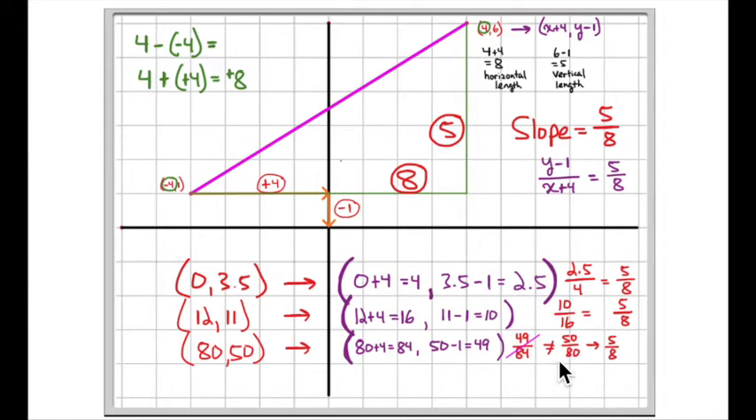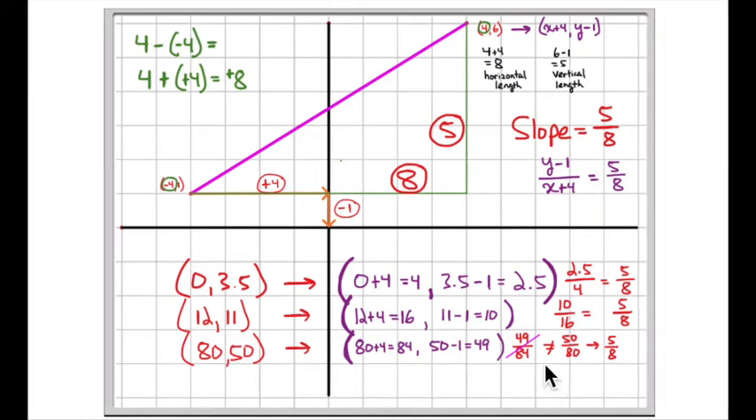Now, one way you could do this and prove it for sure is just divide this and write down the decimal values. 49 divided by 84 and 50 divided by 80. We're actually going to look at the decimal value for 5/8 in a moment. But if you did that, you'd find out that these are not equal. There's no common factor that I could divide 49 and 84 by to get to 5/8. So they are not equivalent ratios. So 80/50 is not on the line.